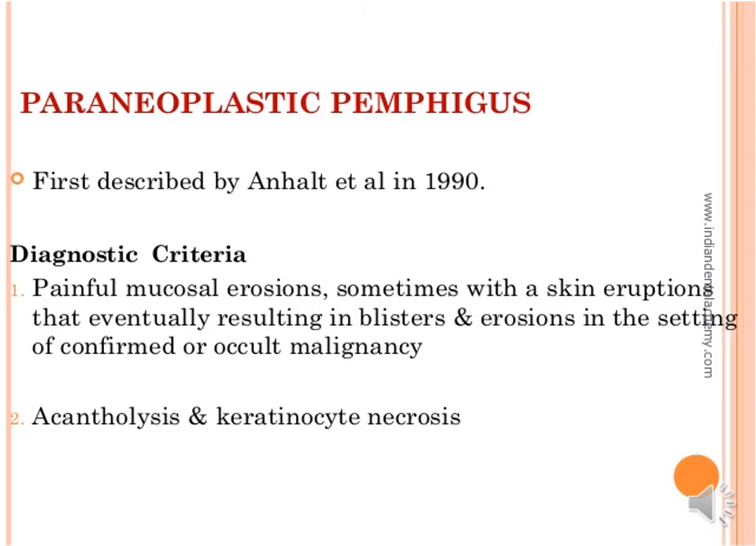Paraneoplastic pemphigus was first described by Anhalt et al. in 1990. Diagnostic criteria: painful mucosal erosion, sometimes with skin eruption that eventually results in blister or erosion, in the setting of a confirmed or occult malignancy. Acanthosis and keratinocyte necrosis occur in every lesion.